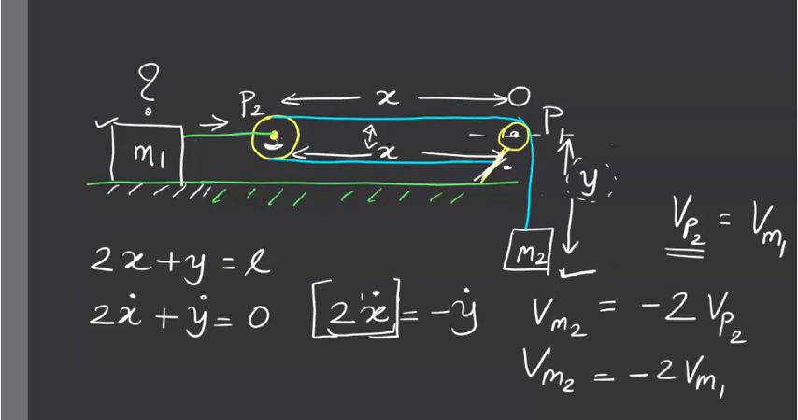This minus sign is just because the y coordinate is increasing and the x coordinate is decreasing. But if you look at the magnitudes, the velocity at which M2 goes down is nothing but double the velocity of M1. So given the velocity of M1, you can find the velocity of M2, which is nothing but double the value.